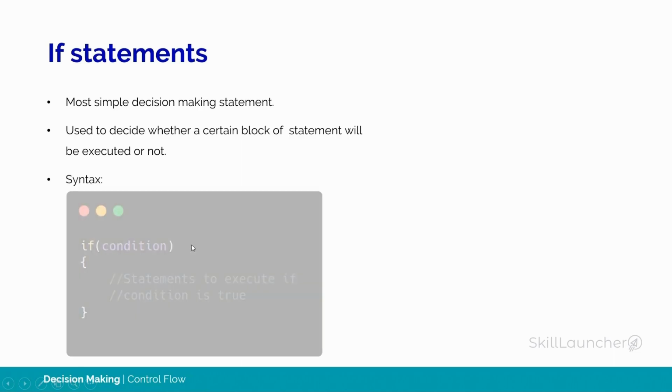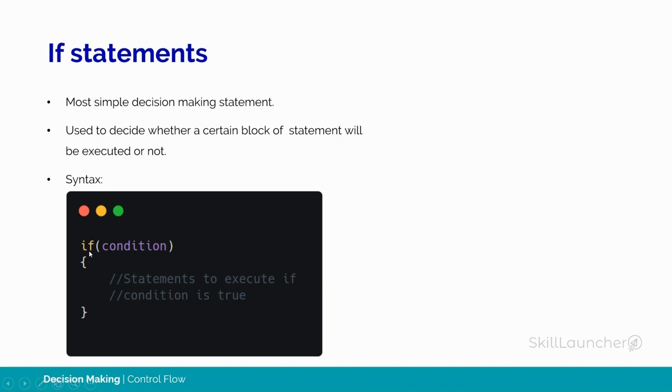Let's see the syntax. The syntax is very simple. It starts with the keyword if, followed by the condition in round brackets. Here, the condition can be evaluated as either true or false. In the if statement, if the value comes to be true, the control goes inside this block and these statements are executed. If the condition happens to be false, then this block of statements will not be executed. Directly, the statement after this closing curly brace will be executed.